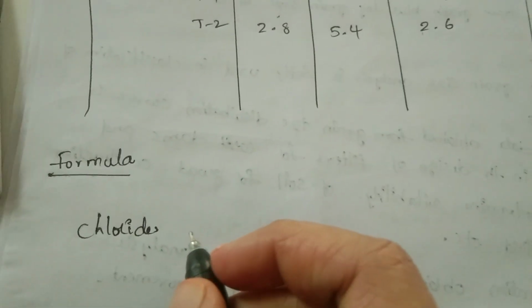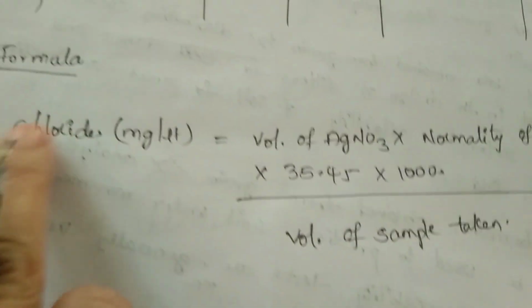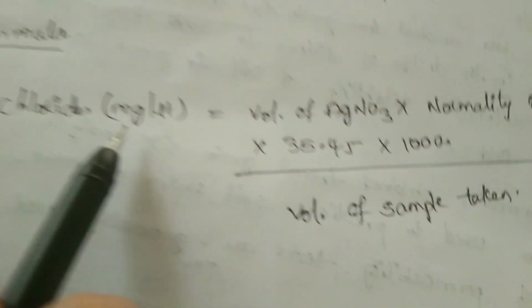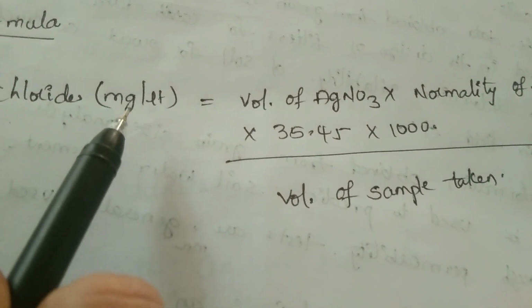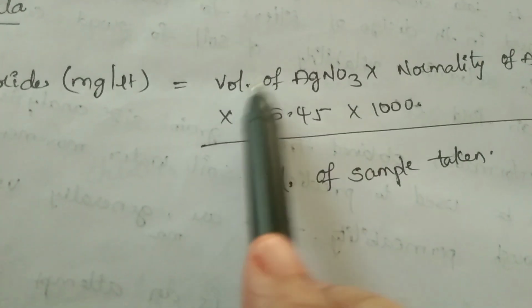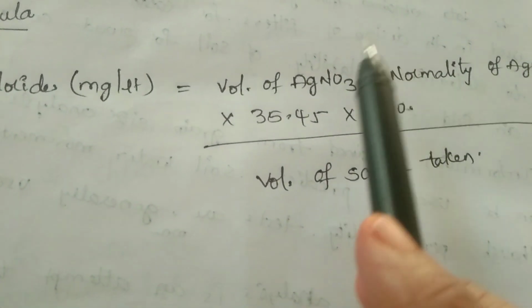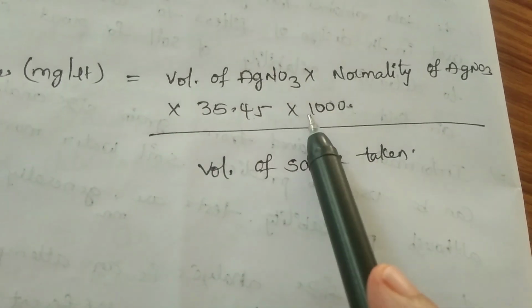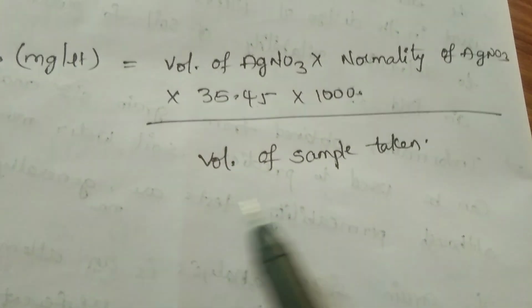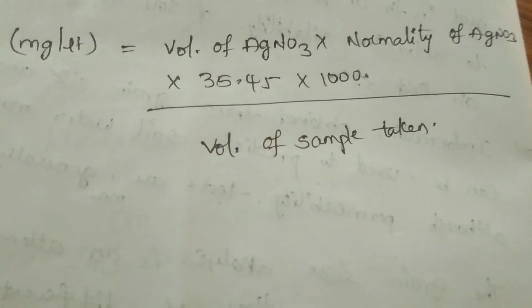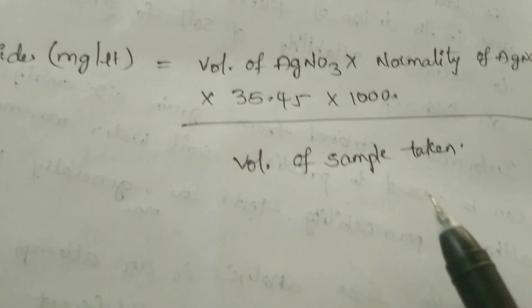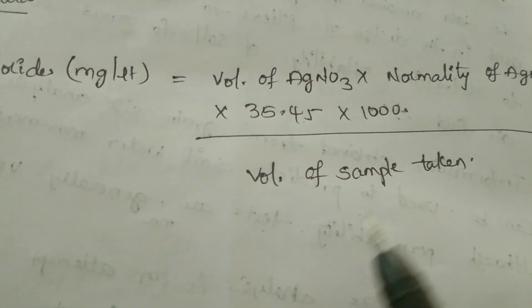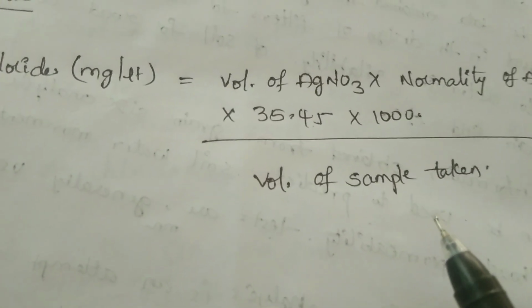Okay, let us substitute in the formula. This is the formula. Chlorides are expressed in the units of mg per liter, and the formula is volume of AgNO3, which means how much is consumed in the burette, into the normality of AgNO3, into 35.45, multiplied by 1000, divided by the volume of sample taken. How much you have taken, that only you note in this formula. So here I have taken the volume of sample as 100 ml.